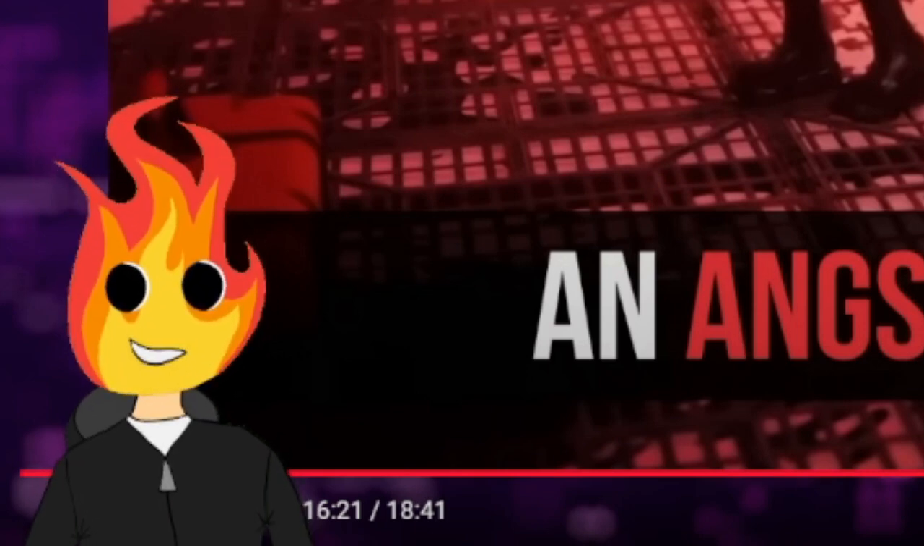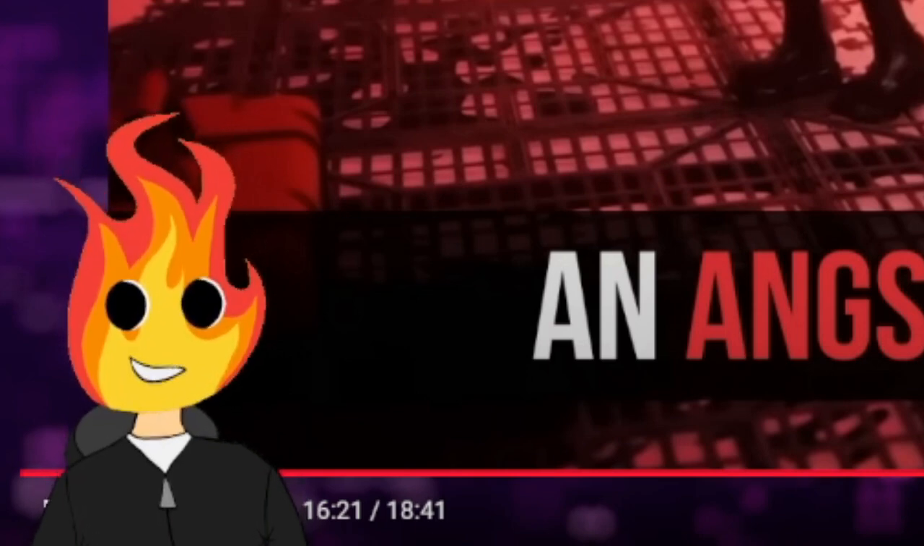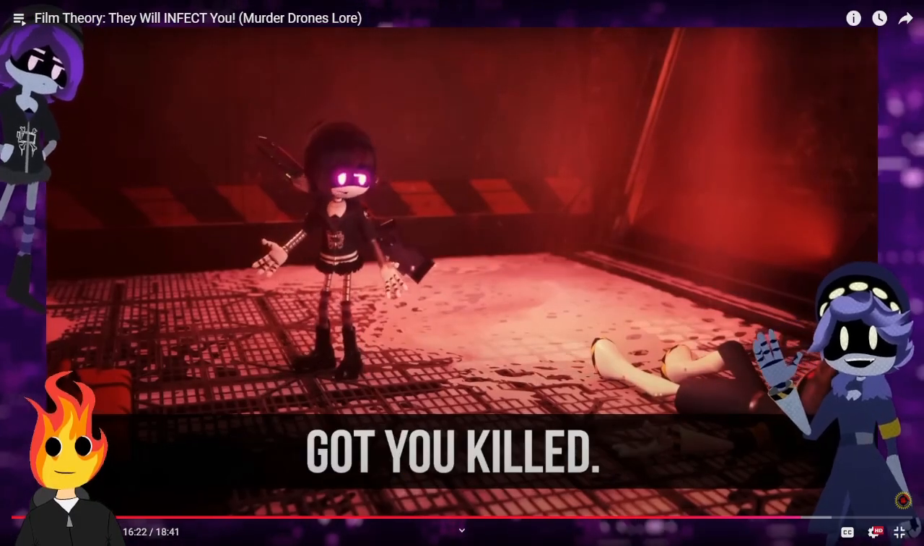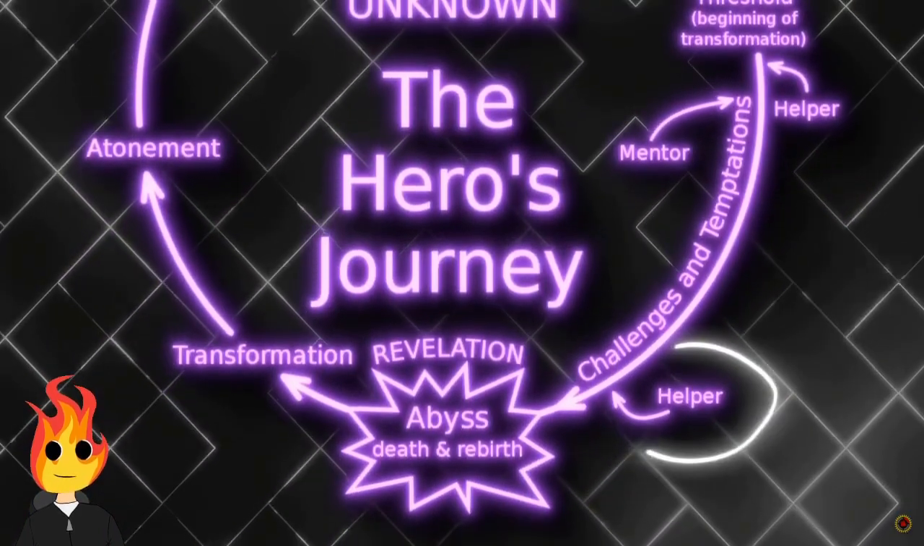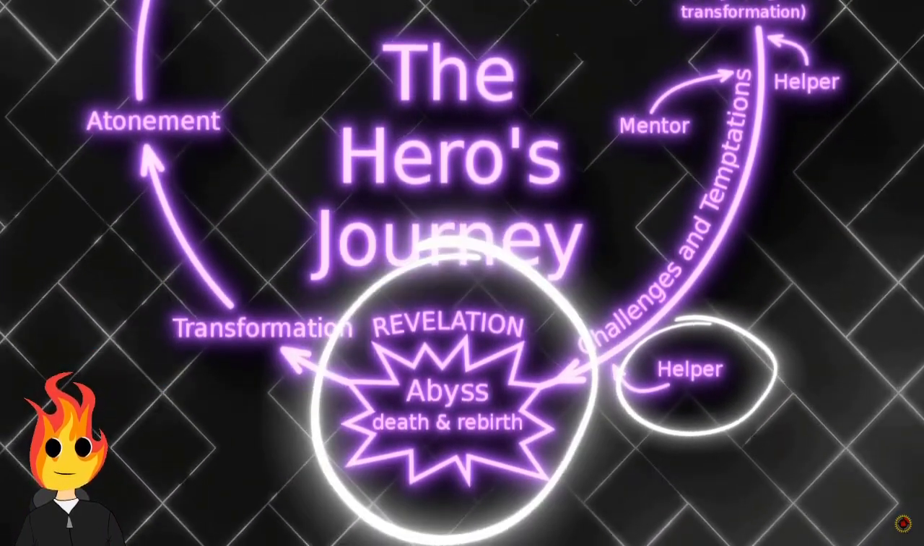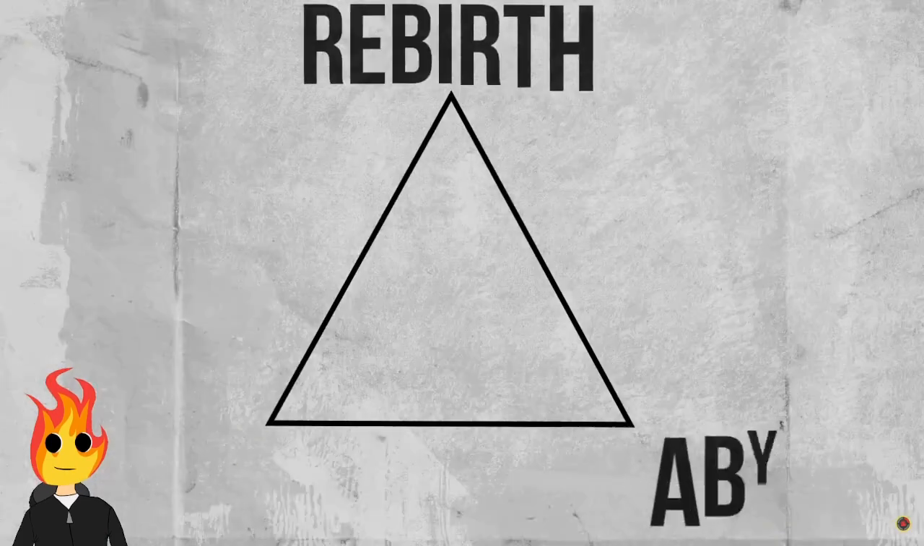That actually is a question of mine. Is Thad dead, or are we ever going to see him again? Which got you killed. So if I'm right, that then leaves us right here on the chart, at the bottom, ready for another helper and a big revelation that's tied to 3 specific things: rebirth, abyss, and death.